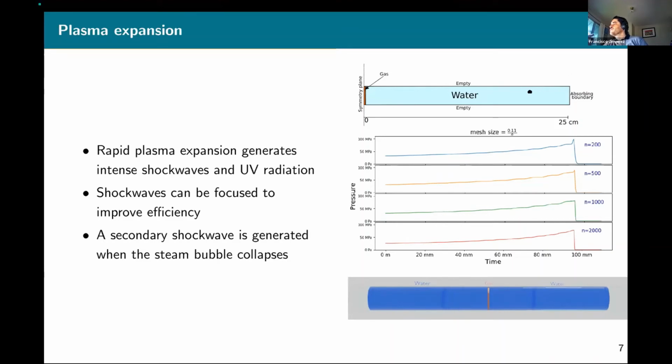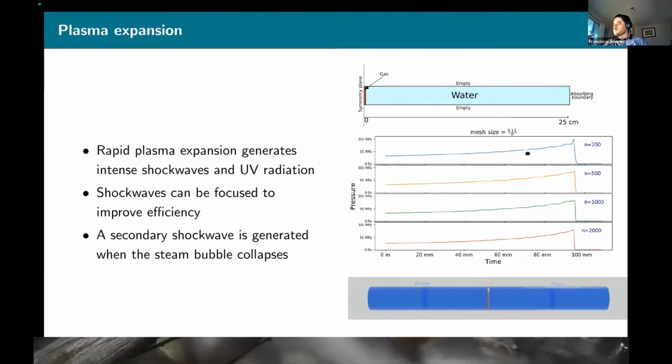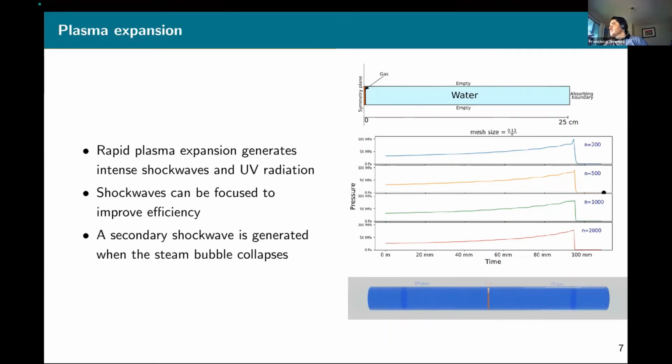This is to avoid reflections. We determined that this is probably the best of the mesh values, a good compromise between accuracy and time of execution. It's around 0.1 millimeters.